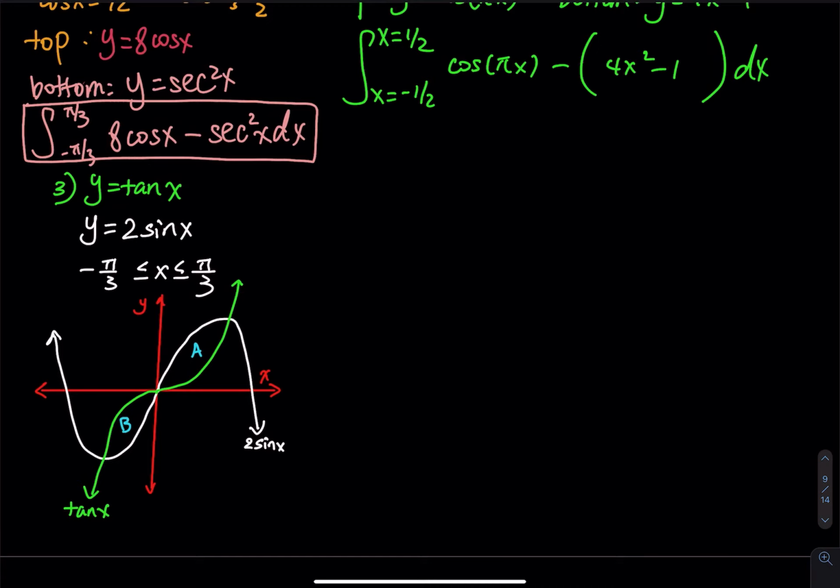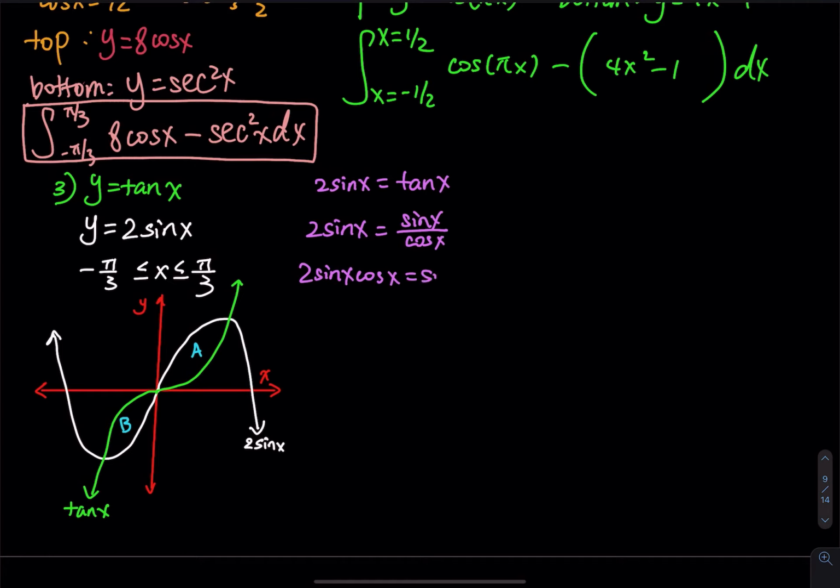So first of all, let's find the intersection. There should be 3. The intersection takes quite some work. So first we have 2 sine x equals tangent x. Do you still remember how to solve a trigonometric equation? That's why I picked this problem. So we have 2 sine x equals sine over cosine. And then we multiply the cosine to the other side. So 2 sine times cosine.